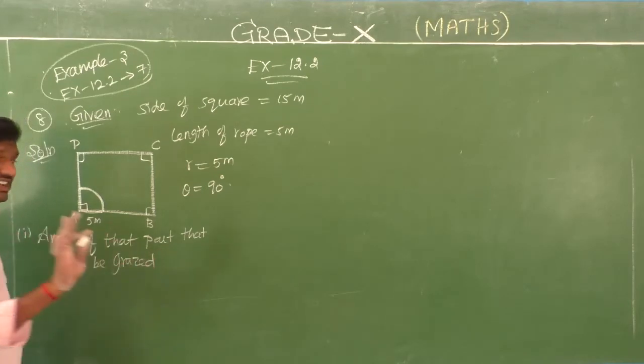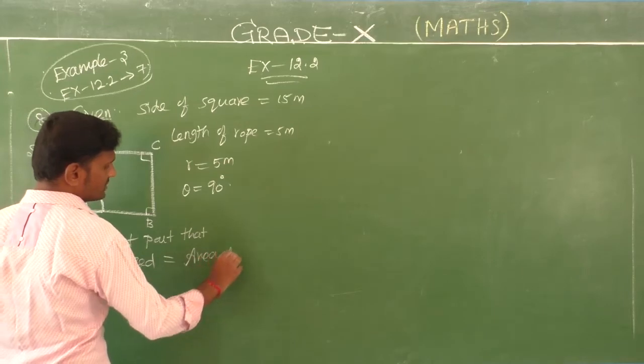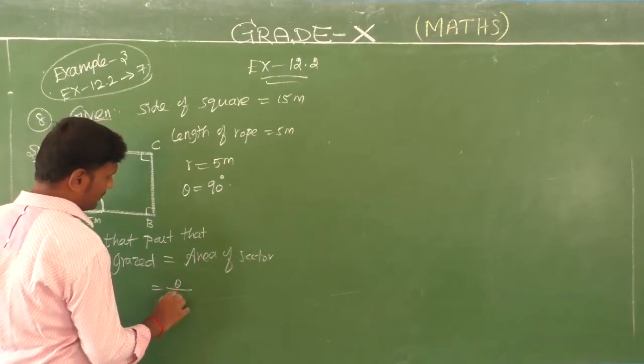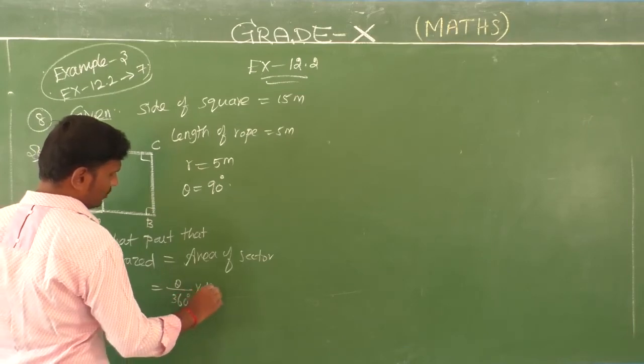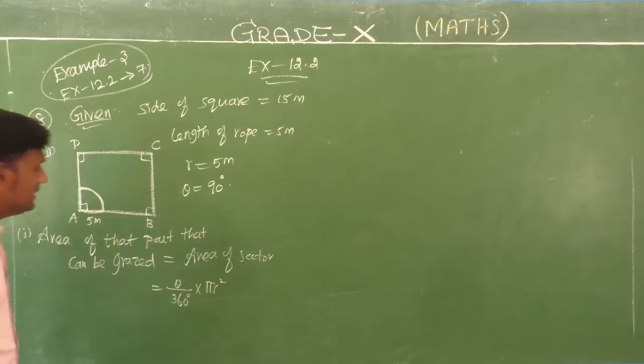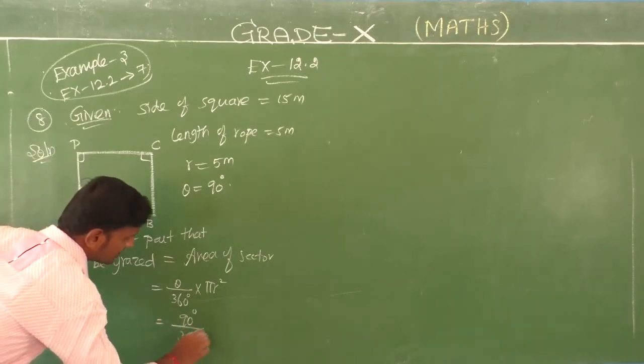Alright, the grazed area is enough. Okay, which is equal to the area of the sector. Yes, so that is theta by 360 degrees into pi r square. You have theta as 90 degrees now, so 90 by 360 into pi r square.